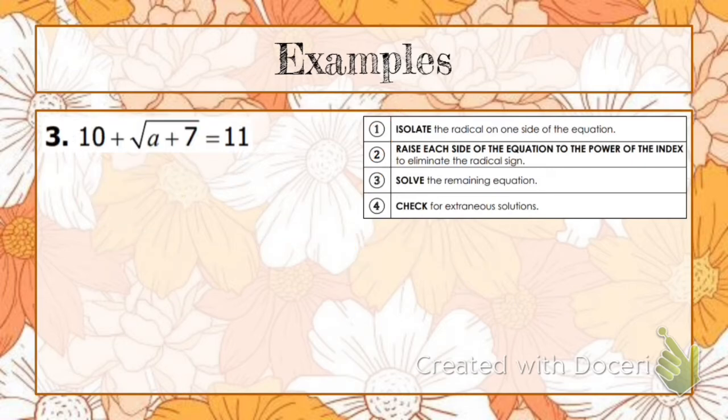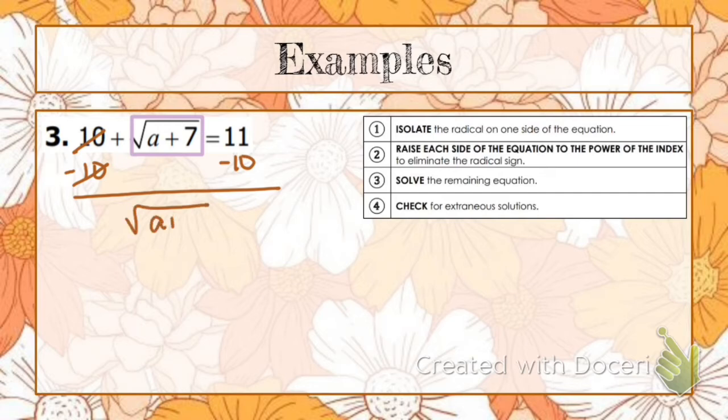All right, so let's jump to number 3. If you want to pause and do number 2 first, you can, whatever makes you happy. Okay, so we're going to isolate the radical. Once again, this is only what's under the radical, and it includes all of what's under the radical. So over here, we are adding 10. That means we have to subtract 10 from both sides to undo that. These are going to cancel because 10 minus 10 is 0. So it'll leave us with the square root of a plus 7 is equal to 11 minus 10, which is 1. So now we've isolated.